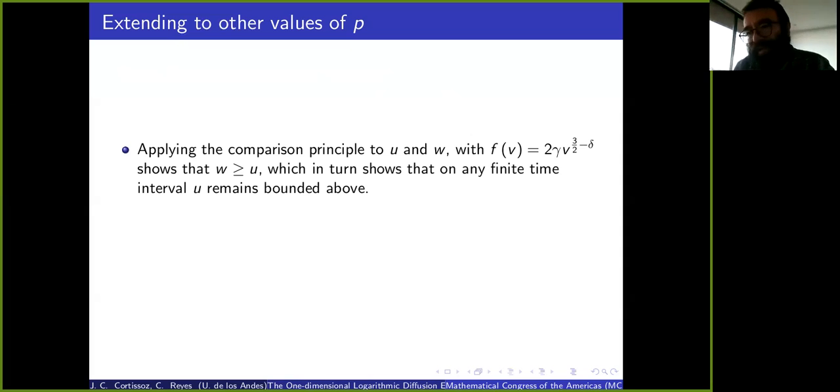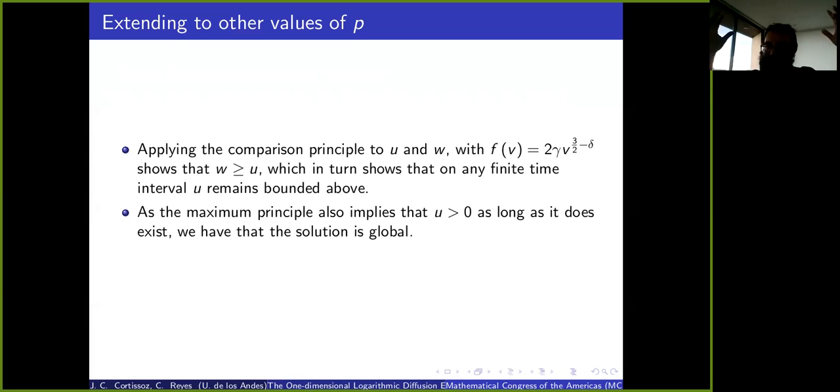But what could be happening? It could be happening that u at some point is reaching zero in finite time, is becoming zero in finite time. It does not happen either because of the maximum principle. And this is a straightforward application of the maximum principle. So I'm going to leave it there. So in any finite interval of time, u does not blow up and it does not reach the value zero. So it does exist for all time.